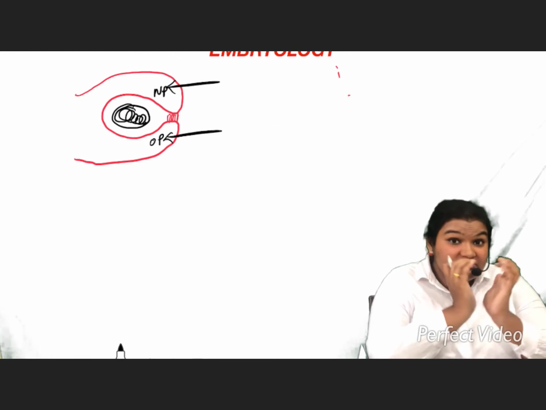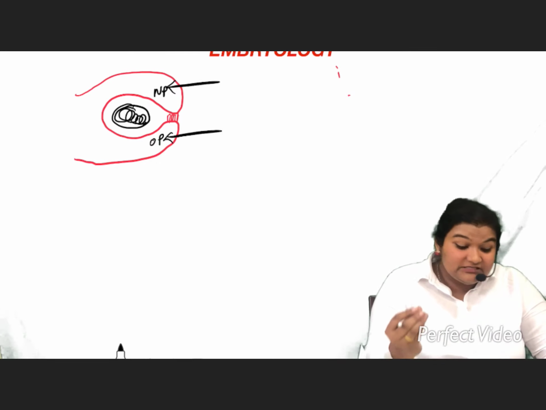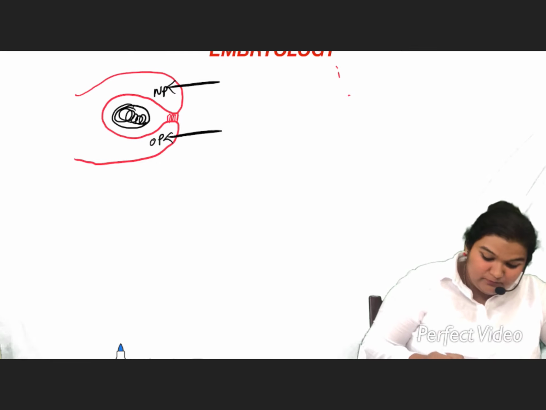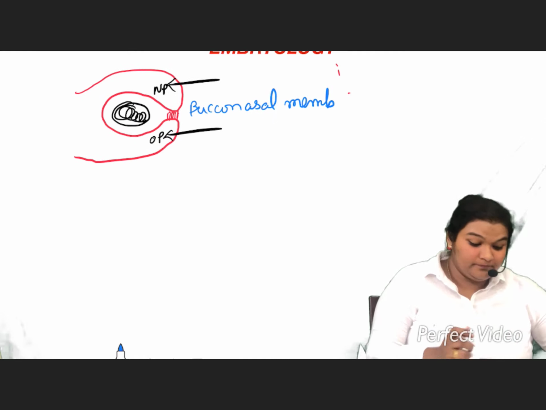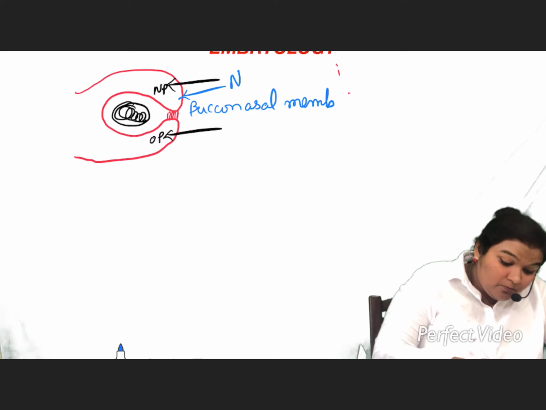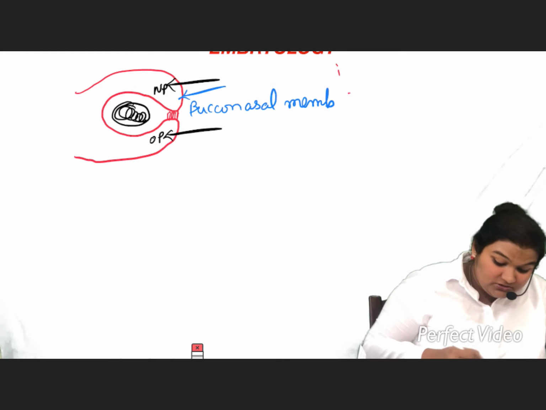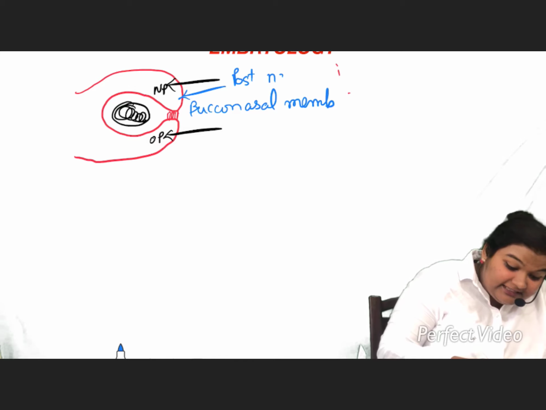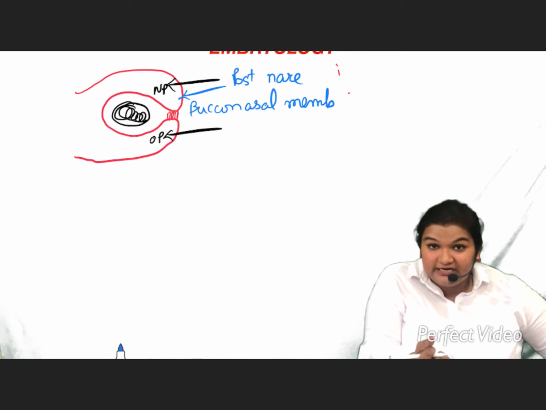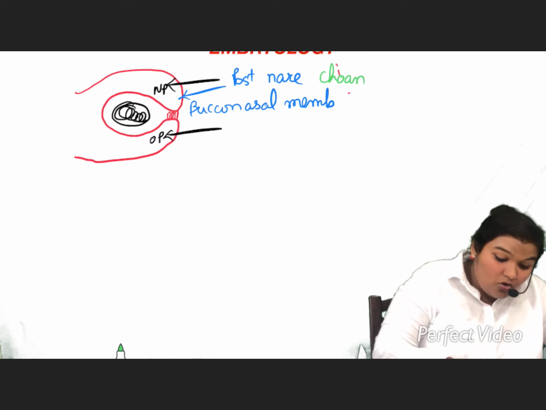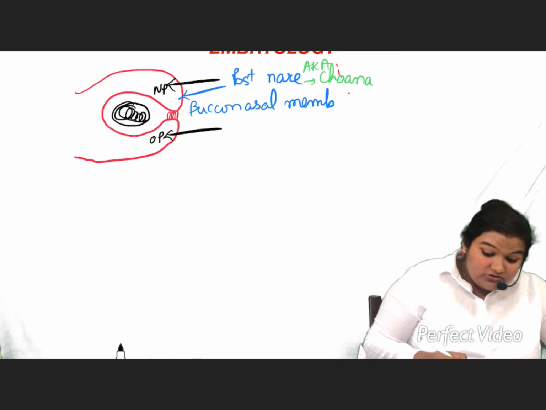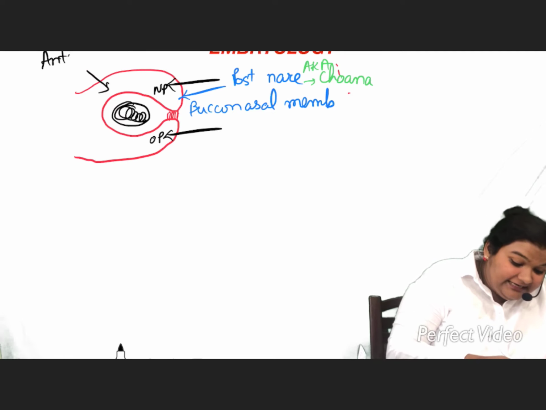And where these two pouches meet, we get the presence of a membrane called, I will write it in blue, the bucconasal membrane. And this forms the posterior nare. What is the other name for posterior nare? It's choana. Aka choana. It also has an anterior nare.